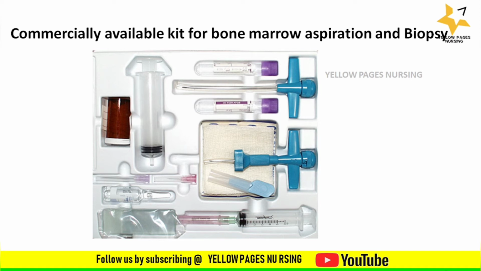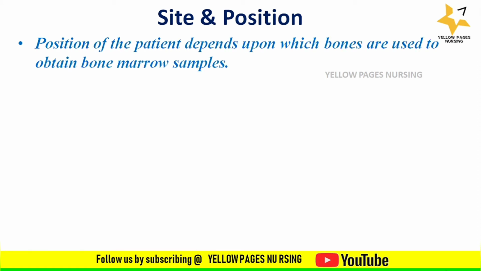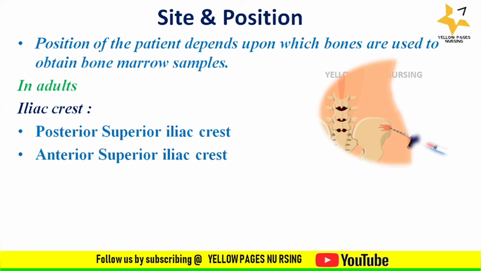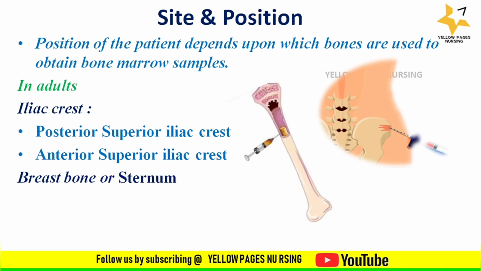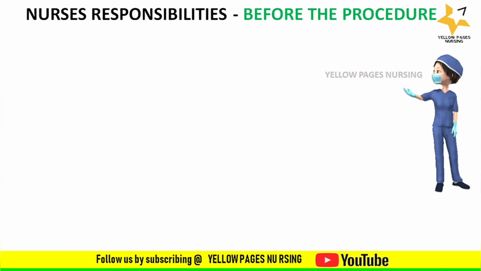Let's discuss the site and position for bone marrow aspiration and biopsy. Position of the patient depends upon which bones are used to obtain the bone marrow samples. In adults, the iliac crest, either posterior superior iliac crest or anterior superior iliac crest, is chosen, or the breastbone or sternum is chosen. In pediatrics, the tibia crest is chosen for babies under 1 year. The patient is asked to lie on their abdomen, that is prone position, or on their side, that is lateral decubitus position. Now, let's look into the nursing responsibilities before, during, and after the procedure.